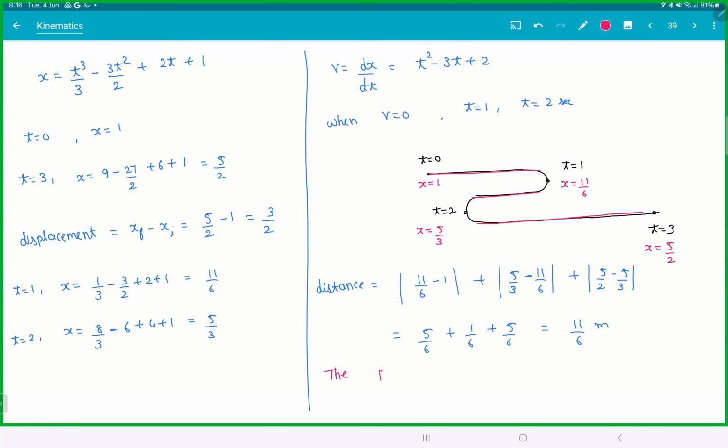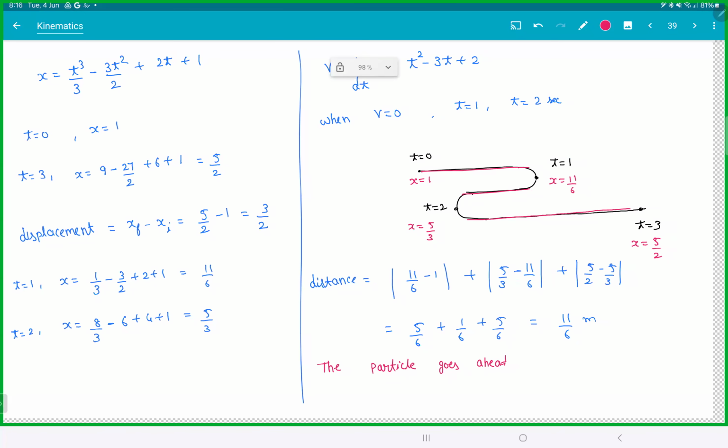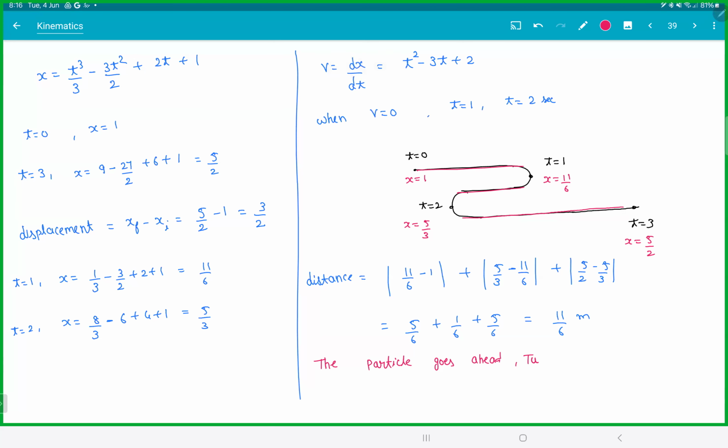So here the particle motion: the particle goes ahead, turns back at x is equal to 11 by 6, and again turns back at 5 by 3. So it's taking 2 turns. Understood why distance is a trap?